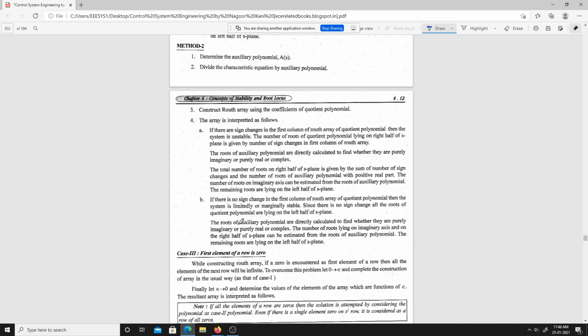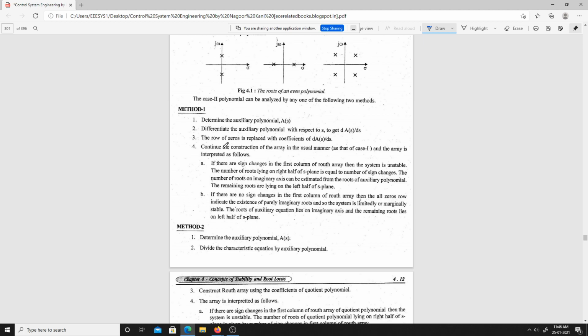First of all, when a row with all zeros arises, we are supposed to determine the auxiliary polynomial, that is A(s). After determining the auxiliary polynomial, we differentiate it with respect to s to get dA(s)/ds. The row of all zeros is replaced with the coefficients of dA(s)/ds. Is it clear? Now continue the construction of the array in the usual manner as in case 1, and the array is interpreted.